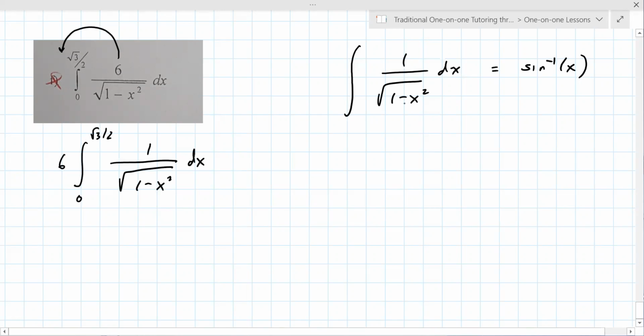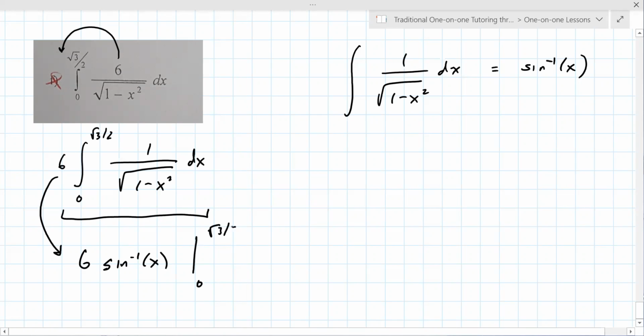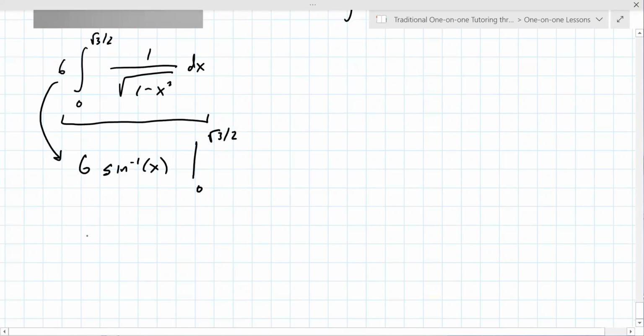It looks like you're going to get a couple of these weird ones where you just have to know the formula or you can't do it. So the antiderivative of all of this is arcsine of x, sine inverse. Bring that 6 down, and then you evaluate from 0 to square root of 3 over 2: 6 sine inverse of square root 3 over 2 minus 6 sine inverse of 0. Even if you don't remember what angle that is, you should at least write it out this way.